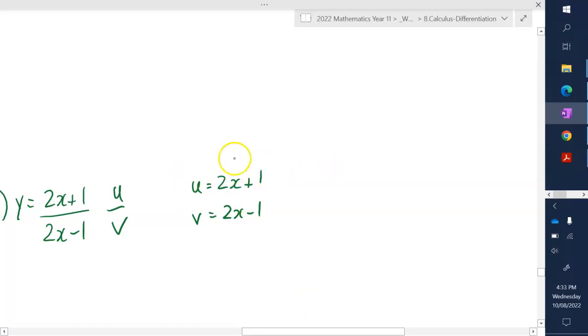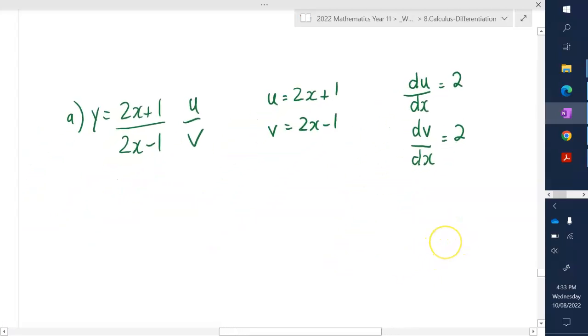So I've got a u, so I can now find a du dx. I can differentiate u with respect to x and I will get 2. Likewise, I can differentiate my v with respect to x, and I get a dv dx that is equal to 2. Let's write down that rule.